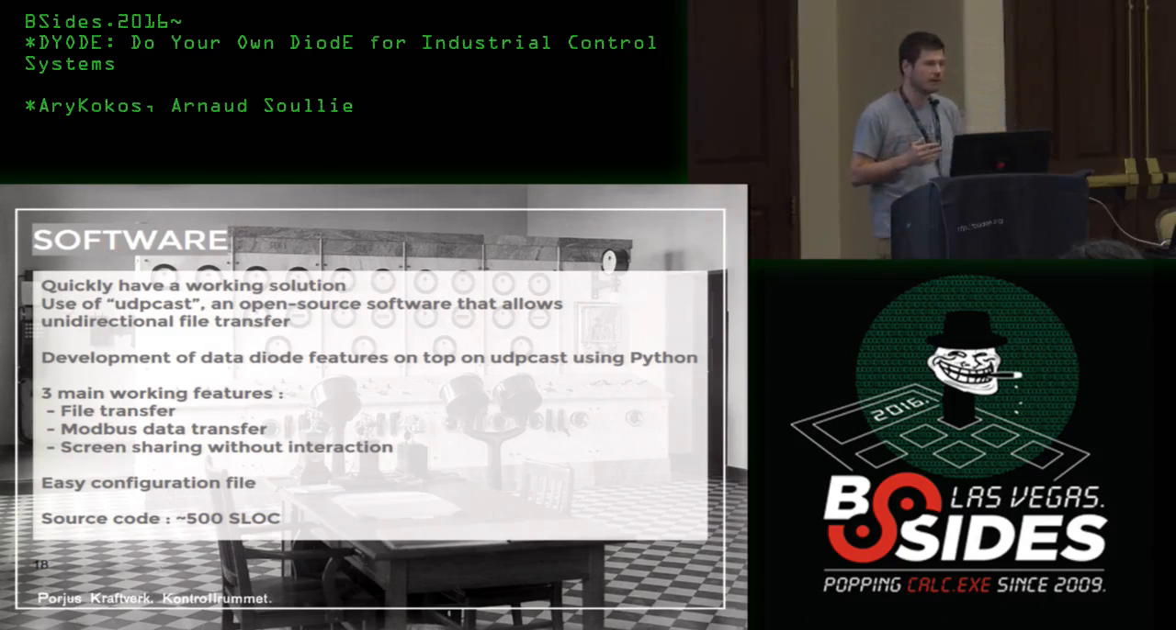It's called UDPcast. It's an open source application, and it has a feature to send data through a one-way channel. It was mainly designed for satellite communication, where the downlink is quite cheap, but the uplink is expensive. So using this application, we were able to have the core of our product, and we produced some Python code to use that application to do file transfer, Modbus transfer, and screen sharing. We also have a quite easy to understand configuration file, and it's only about 500 single lines of code.